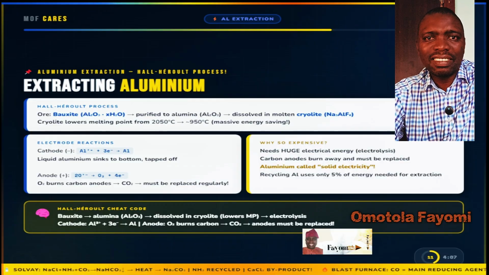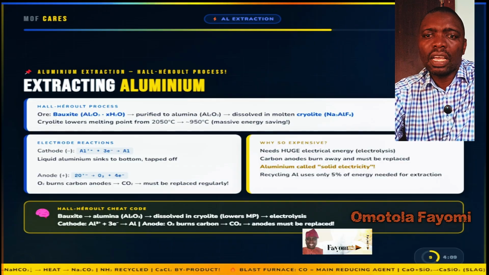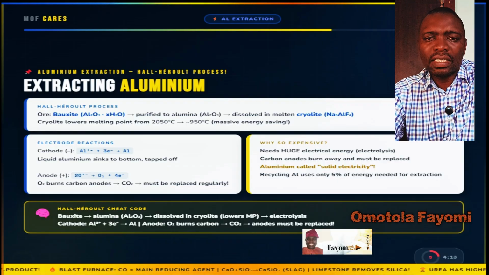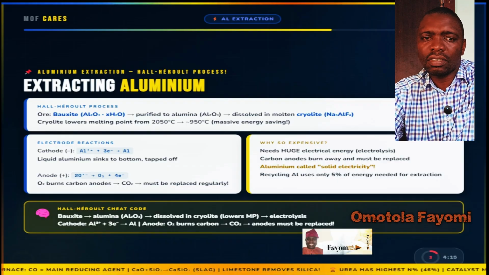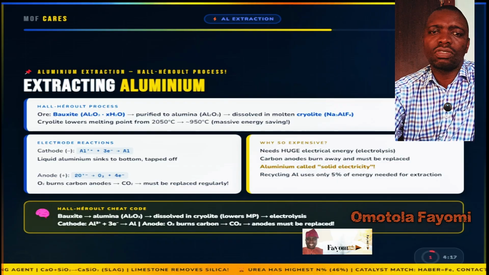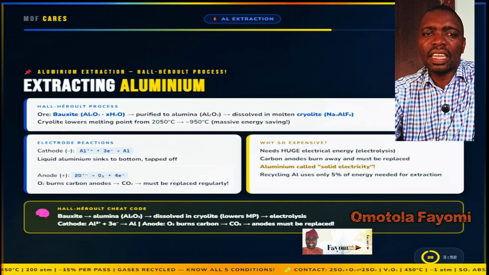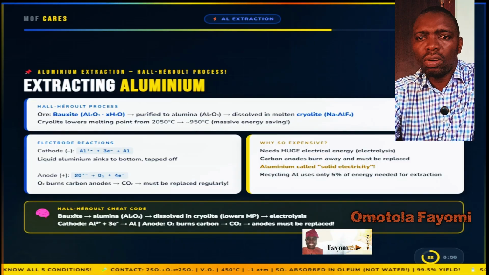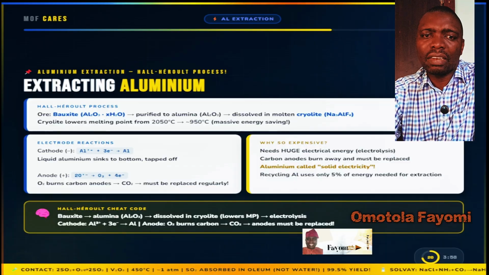This is a key JAMB detail. Take note. Aluminum extraction is enormously energy intensive, which is why it is nicknamed solid electricity. However, recycling aluminum uses only about 5% of the energy needed for primary extraction from the ore, making aluminum recycling one of the most energy efficient and environmentally important recycling operations.